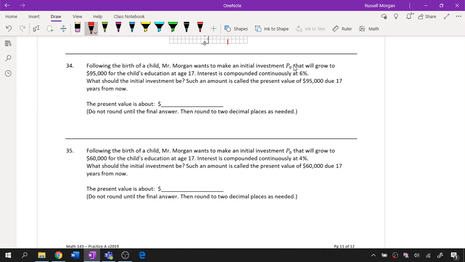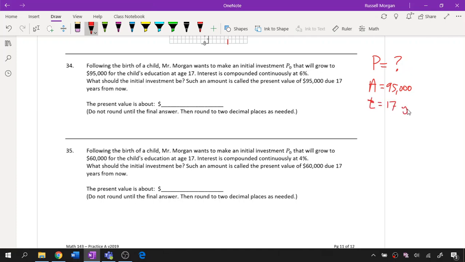So that's that initial value we're looking for. I'm just going to call it P for principal, and that's what we're looking for, that initial amount. Such an amount is called the present value of $95,000 due 17 years from now. Okay, what's that present value? Well, we have that end amount of $95,000, and that's going to be 17 years later. They're born, and then 17 years later. So our time is 17 years.